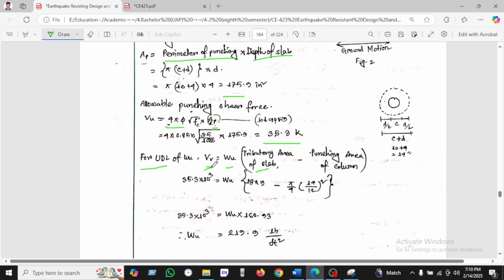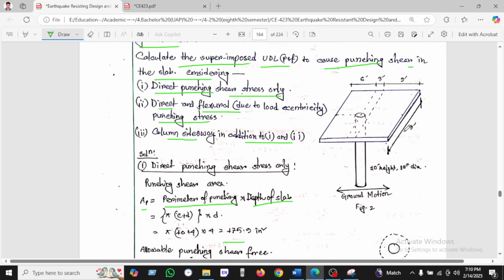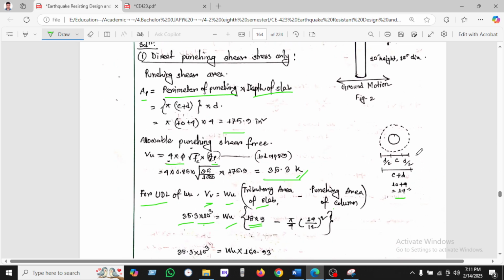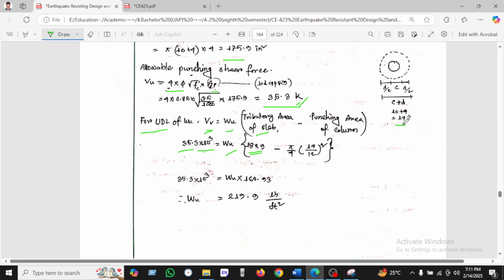So we know the 35.3, and we are taking the kip to pound, and W and tributary area 18 into 9, because this is 9 and this is the 18, that's why 18 into 9, and punching area pi into 2 pi d square by 4. D, we know the column dimension, is 4. C is given 10 and D is 4, so C plus D is 14, and found UD equal to 219.9 pounds per square foot, which is PSF.